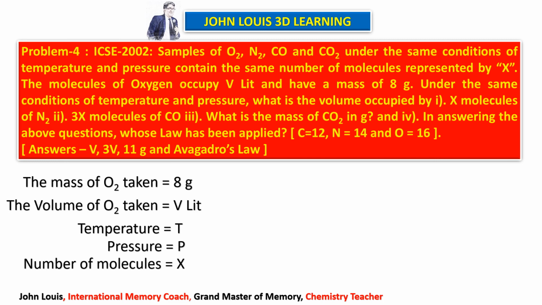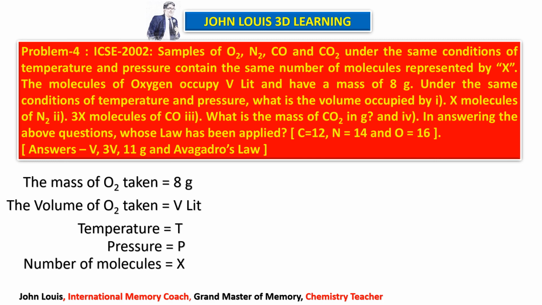How many molecules do they have? Number of molecules is equal to X. So these are all given. Temperature is constant, pressure is constant, number of molecules is also constant. But they have given only the volume of oxygen and the mass of oxygen taken. So the volume will be the same for all gases because they are taken at the same temperature and pressure. Therefore the volume also will be the same, V liters only.